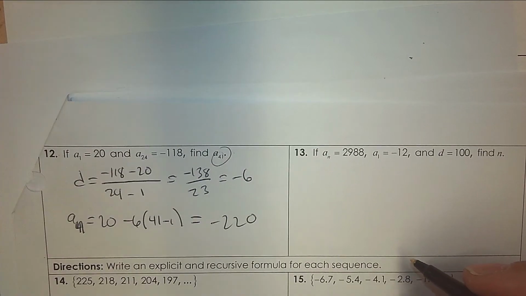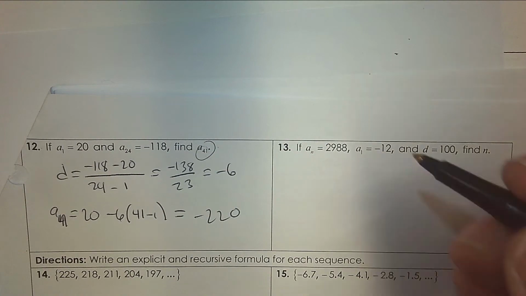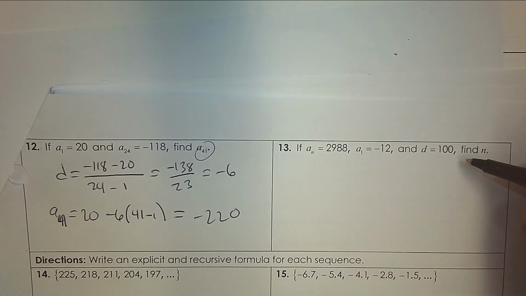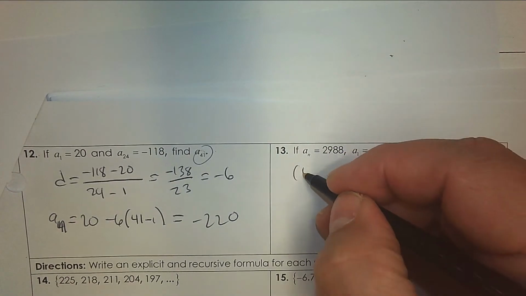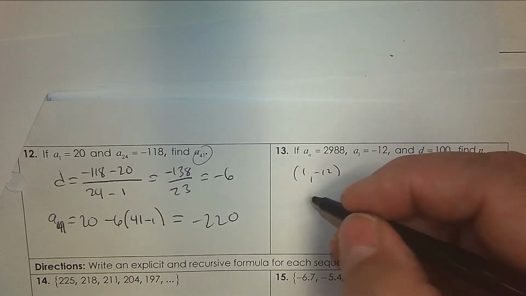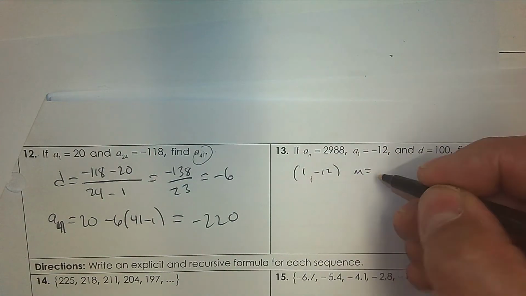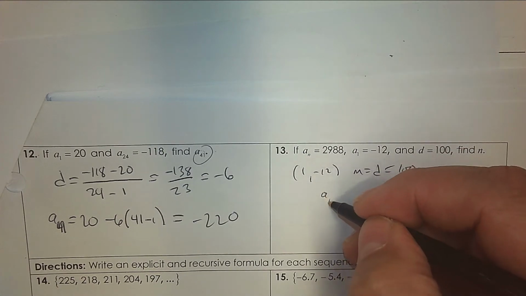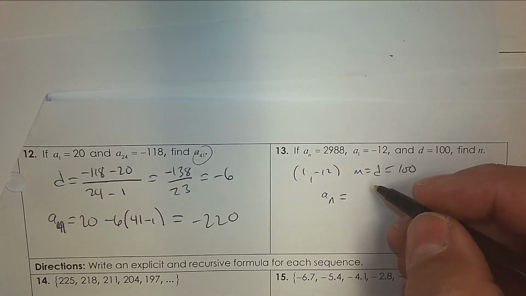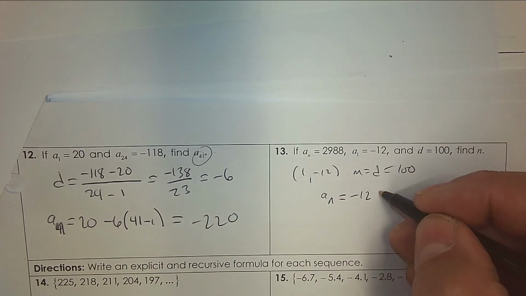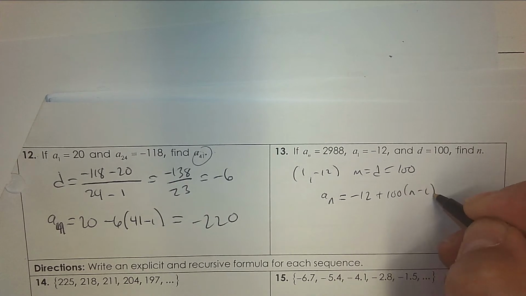13. AN is 2,988. A1 is negative 12, and D is 100. So I know a point, which is like 1 and negative 12. I know like the slope, the D, which is 100. So the rule then would be AN equals negative 12 plus 100 n minus 1. That's like the HK form.